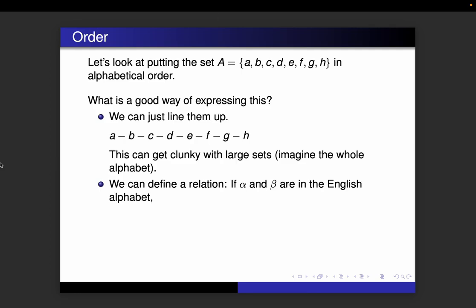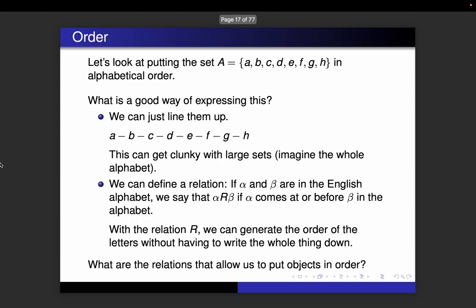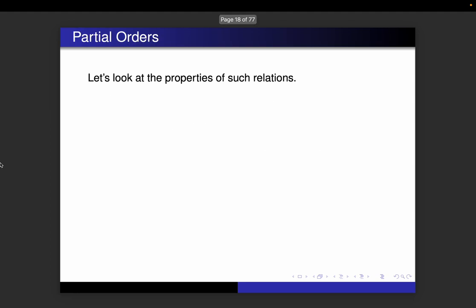So if alpha and beta are letters in the English alphabet, we say alpha is related to beta if alpha comes at or before beta in the alphabet. So once we have this relation, we can generate the order of the letters without having to write everything down. So then the question that we might ask is, what kind of relations actually allow us to put objects in order like this? Well, let's first take a look at the properties that such relations can have.